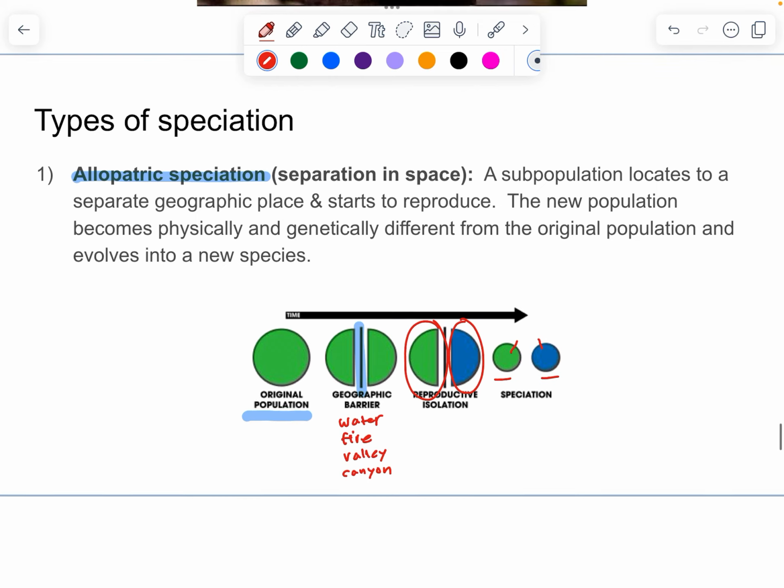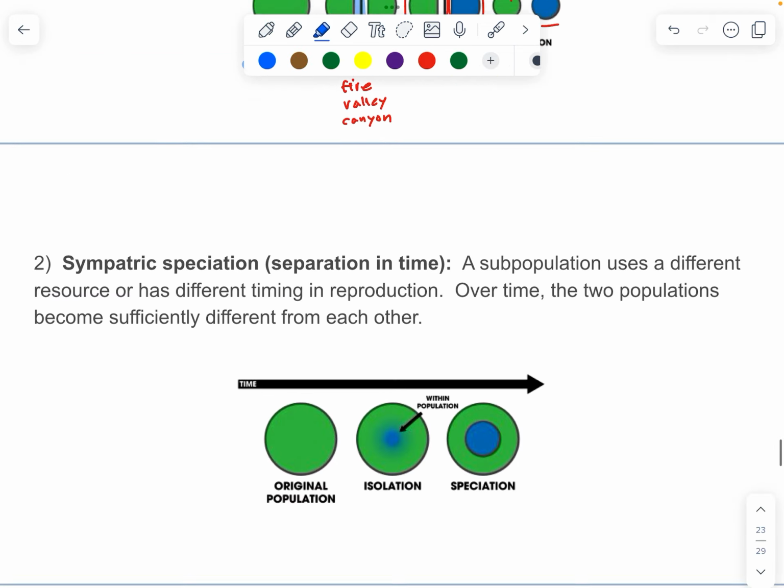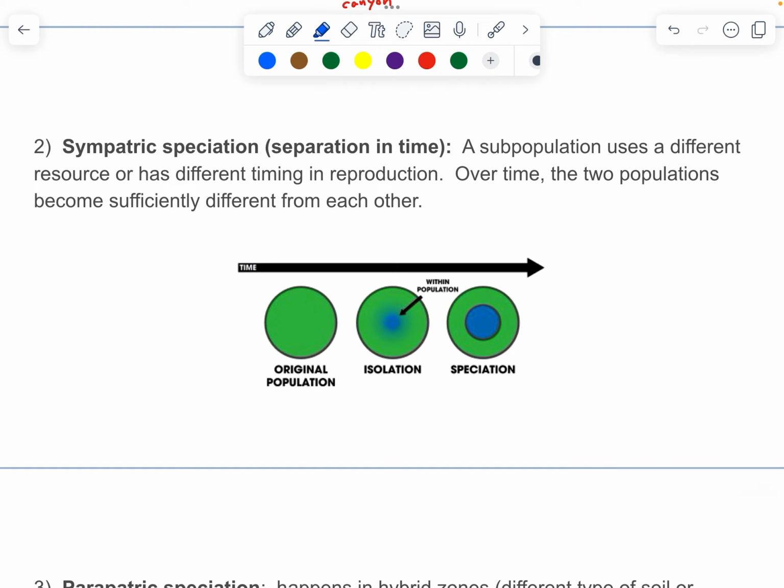So that's allopatric speciation. And the key word for allopatric speciation is geographic barrier. Okay, sympatric speciation. Let's again use the diagram to explain this one. So here's the original population, and all these individuals are living in the same geographic area. So it's not like there is some kind of geographic barrier that's separating them. They're still living in the same area, but they are utilizing very different resources, or they have different timing in reproduction for whatever reasons.